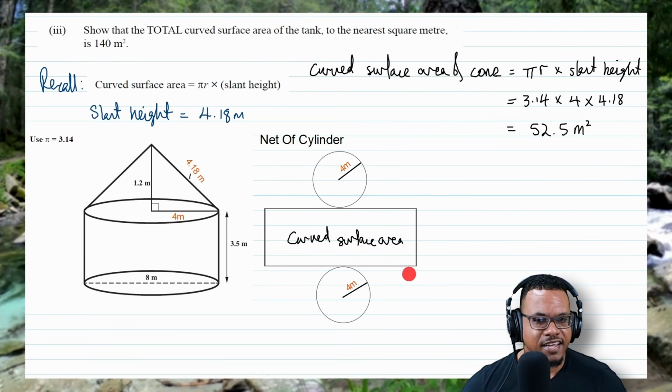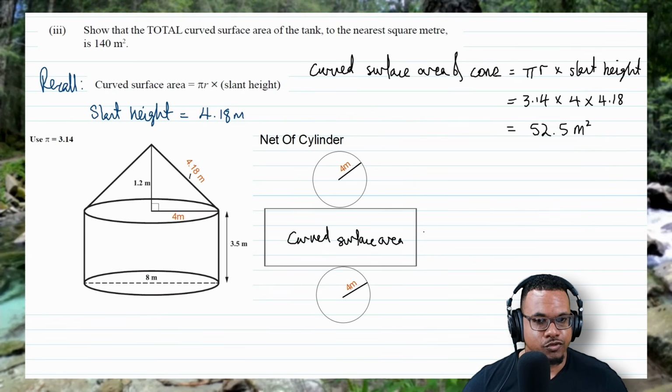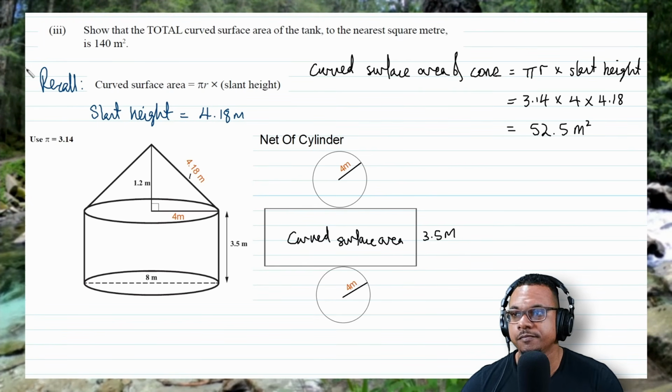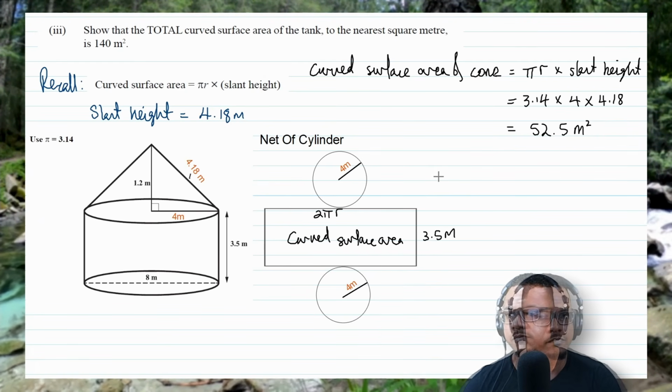Now what we know about the rectangle is that this will be the perpendicular height of the cylinder. So that will be the 3.5 meters here. And we know that this length of the rectangle is equal to the circumference of the circle. So that will be 2 pi r. So the length of the rectangle is 2 pi r, which is the circumference of the circle.